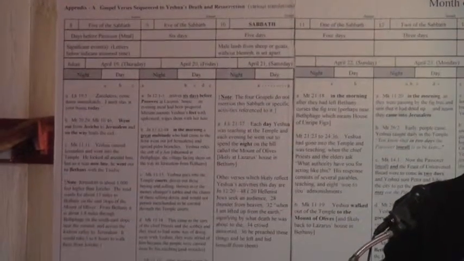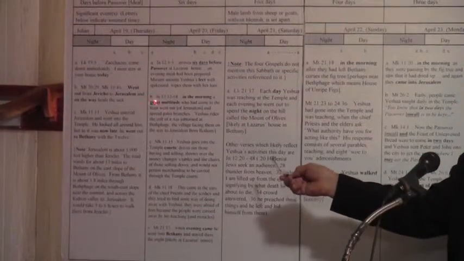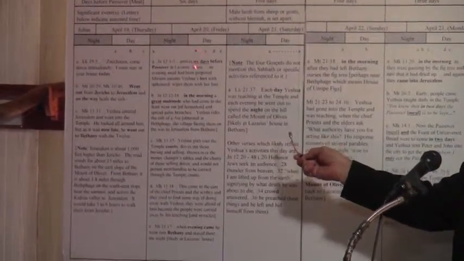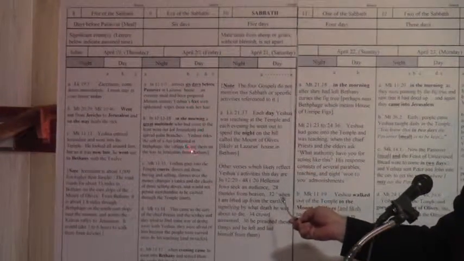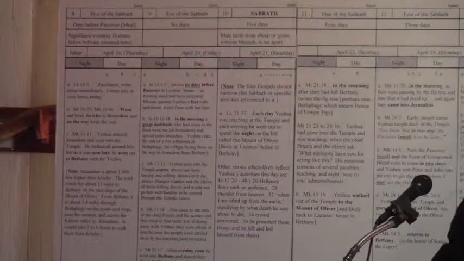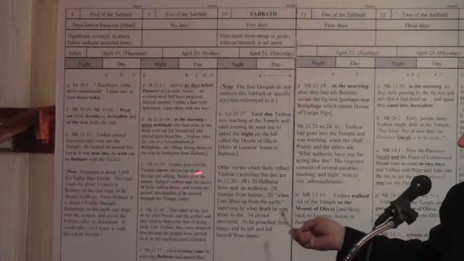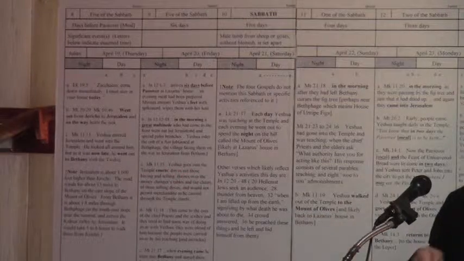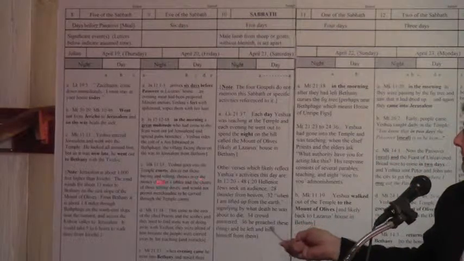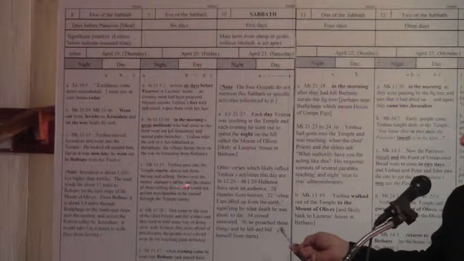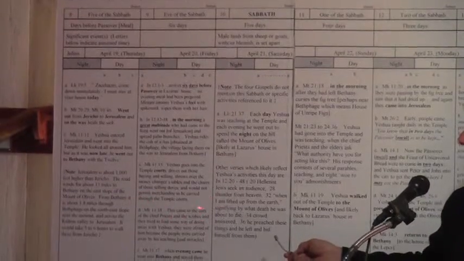Bethpage means house of unripe figs. So about this time, early morning, they leave Lazarus's house and they go down the Kidron Valley and come up the other side. Mark 11:15, Yeshua goes into the temple courts. That's the big area that you see with the colonnades around it. Drives out those buying and selling doves and overthrows the tables of the money changers, and he would not permit merchandise to be carried through the temple.